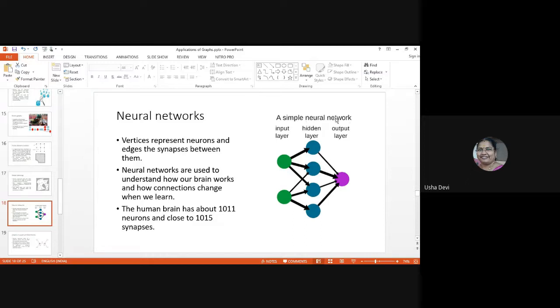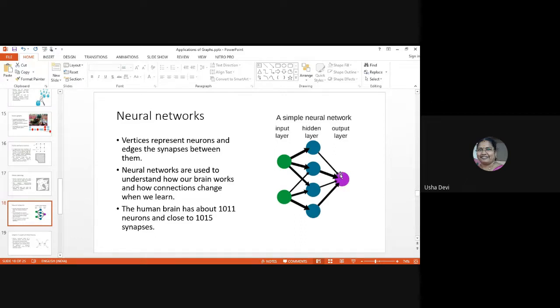If it is a neural network, there is a minimum of one input layer and one output layer, and you may have multiple hidden layers. Here only one hidden layer is shown. There are two vertices or two neurons in the input layer, and you pass them to the hidden layer. The hidden layer has four different neurons. Finally, you are going to get only one output neuron.